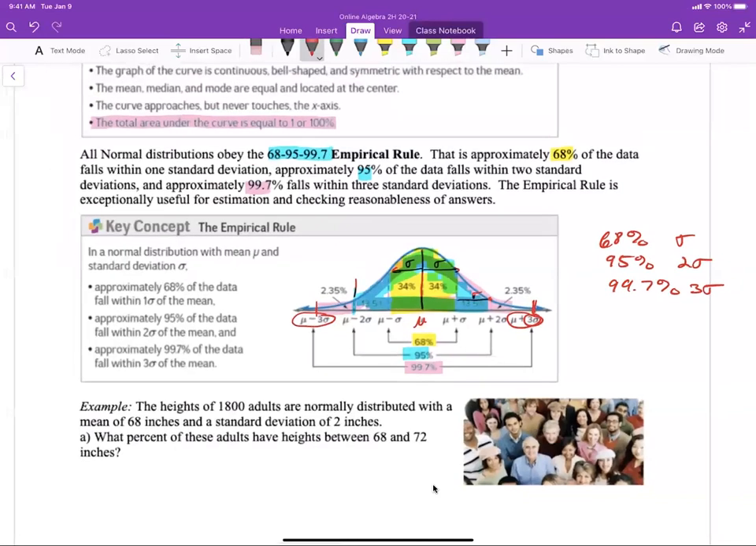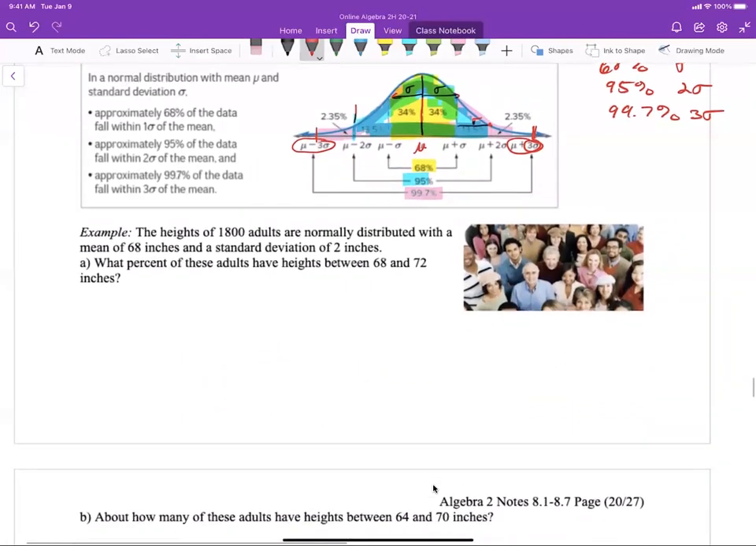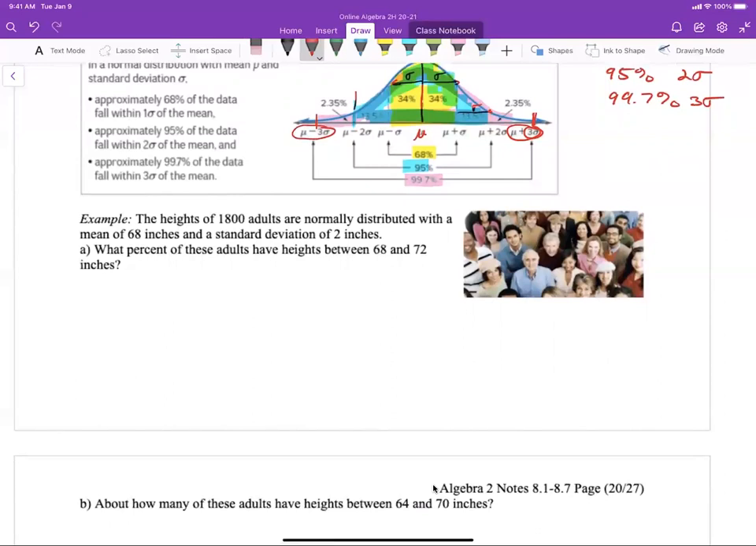All right, so let's see how we can use that information, this empirical rule, to calculate some things. All right, so number 1, the heights of 1,800 adults are normally distributed with a mean of 68 inches and a standard deviation of 2 inches. What percent of these adults have heights between 68 and 72 inches? So let's go ahead and draw our normal distribution. They told us that with a mean of 68 inches. So I know that my mean is 68. I know that my standard deviation is 2 inches.